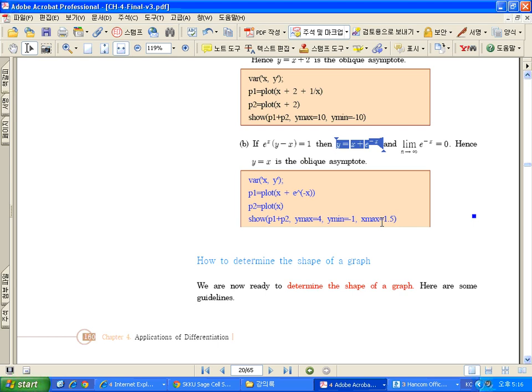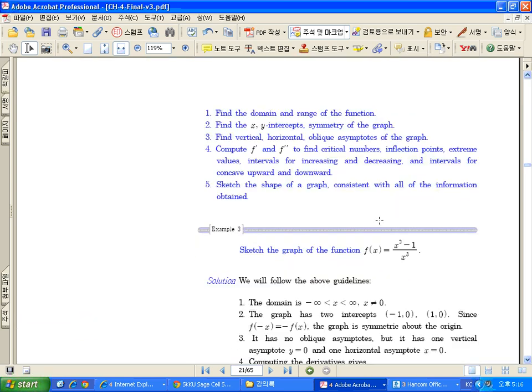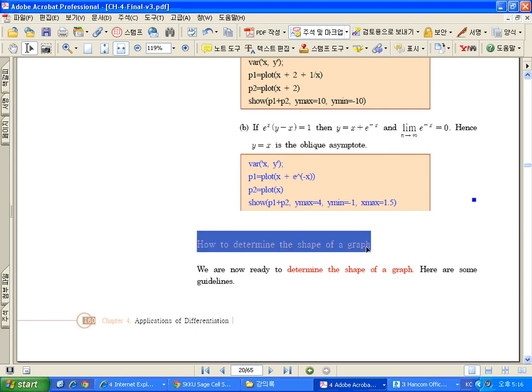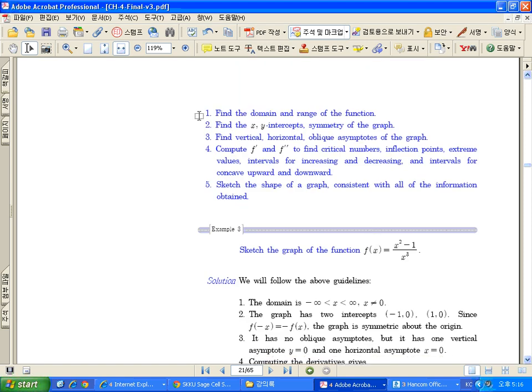Okay, with that information, now let's see how we draw the sketch of the graph. This is the method. Find the domain and range first, find the x and y intercepts, symmetries, and vertical, horizontal, and oblique asymptotes, and compute f prime and f double prime to find the critical numbers, inflection points, and extreme values, and the intervals for increasing and decreasing and intervals for concave upward and downward. Then use all the information that we have found to draw the sketch, the shape of the graph.